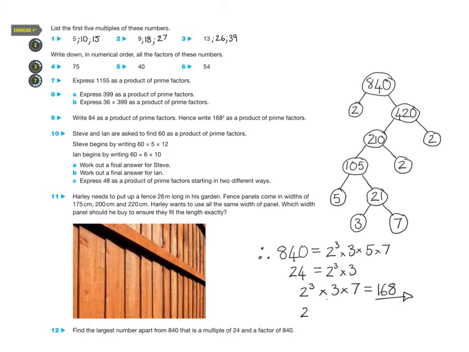What's interesting is 2 to the power of 3 times by 3 times by 7, or times by 5, would also give us a factor of 840, and it would be a multiple of 24. But they are asking for the largest number, and that's why we've chosen that one. And that's the end of exercise 1, star.